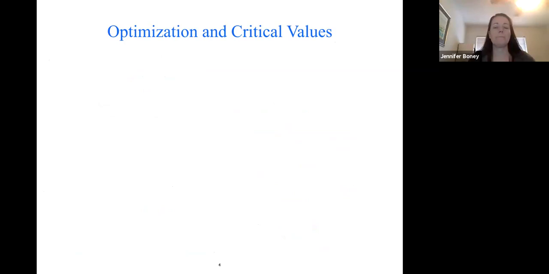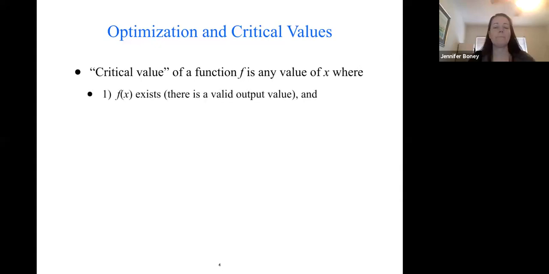Critical values is something that I want us to talk about. The meaning of the word critical value is a value of x where f of x exists, meaning x is in the domain, and the derivative is 0 or the derivative doesn't exist. So these are kind of bizarre points in our graph's shape, but they're also things that algebraically we can solve for.